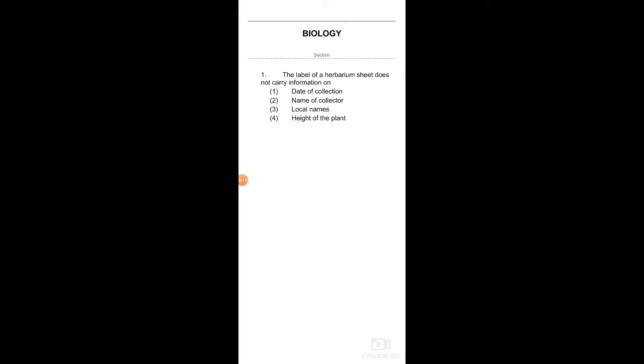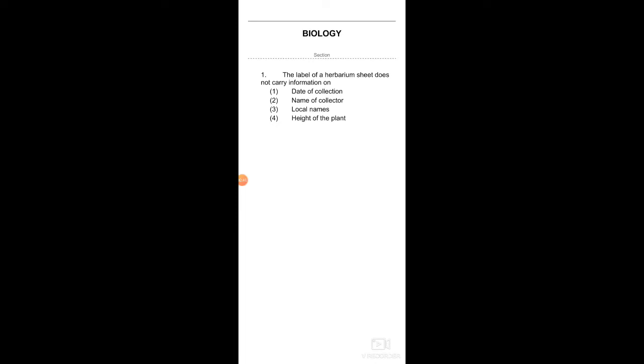So, the first question we have here is: the label of a herbarium sheet does not carry information on. They have given four options: date of collection, name of collector, local names, and height of the plant.